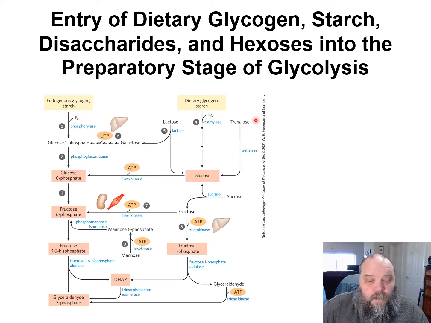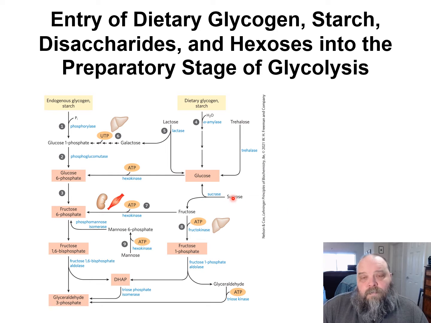Lactose, trehalose, other sugars that may be somewhere in your diet. Lactose can be converted into glucose, or lactose can be converted to galactose, which through multiple steps in the liver, and phosphorylated using UTP, notice UTP, not ATP, you end up with glucose 1-phosphate, which can be converted to glucose 6-phosphate.